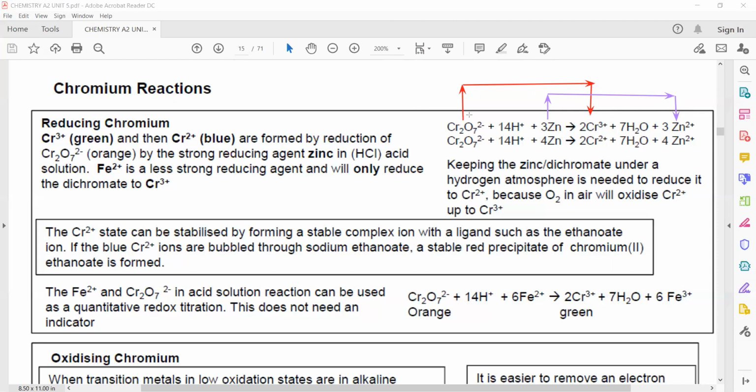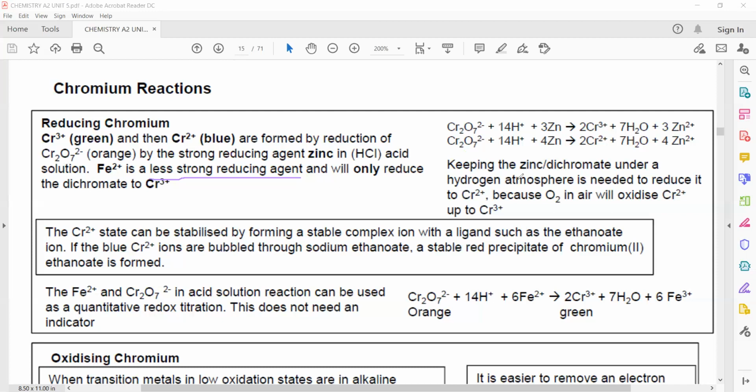In the same way, when we check the second one, dichromate will change to chromium +2, and zinc will change into zinc +2. With iron, only chromium +3 can be produced, because iron is a weak reducing agent, so it cannot reduce chromium to a lower oxidation number, which is +2 or even +1. But there are some common oxidation numbers for each element. The chromium +2 state can be stabilized by forming a complex.